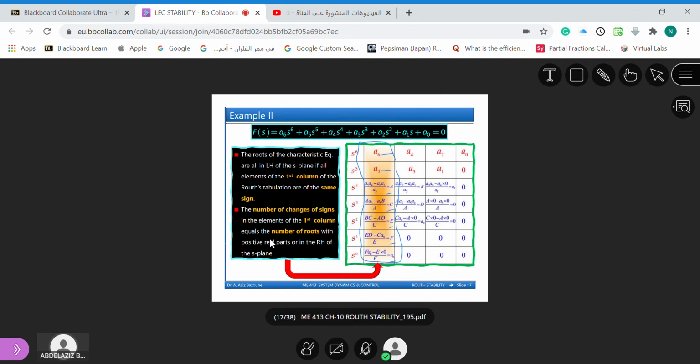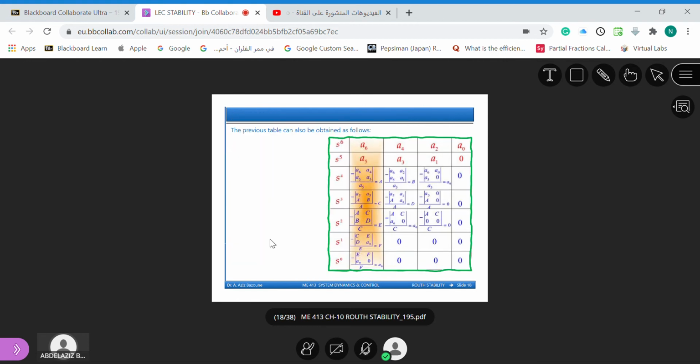If the sign is changing, if there is a negative sign, suppose here now we found this is negative. So how many poles are there now? I have from here to here a sign change, from positive to negative. This is the first change. And from negative to positive, this is the second change. So I will have two sign changes in the first column, and the system will be unstable because we have sign changes, from negative to positive or from positive to negative.